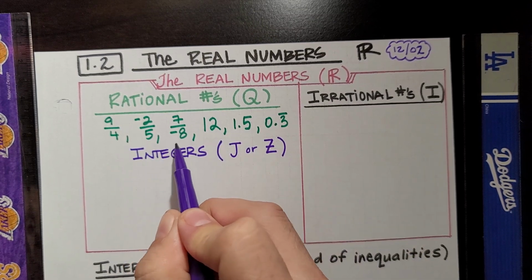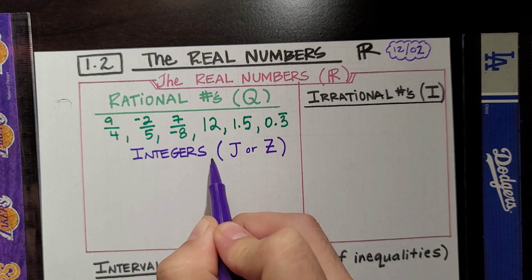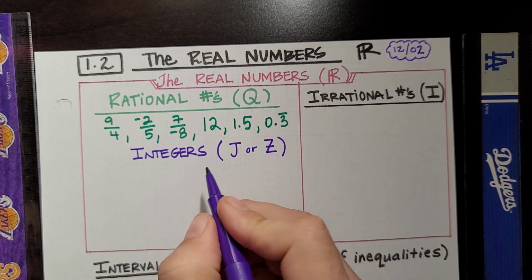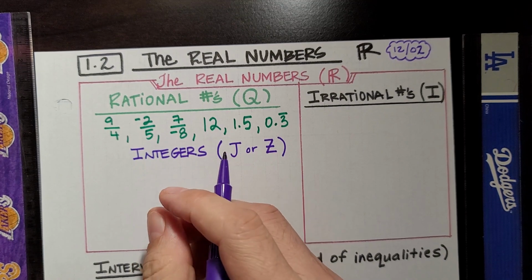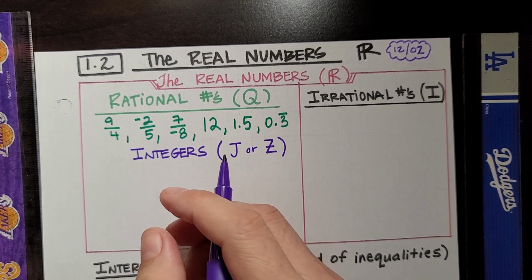Integers, don't know why they didn't use a G there, for integers. If you want to get a little crazy and misspell this, integers, I don't misspell it, but I do emphasize the way I pronounce it.